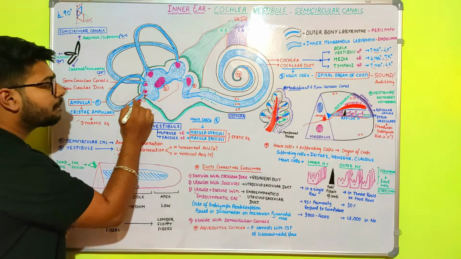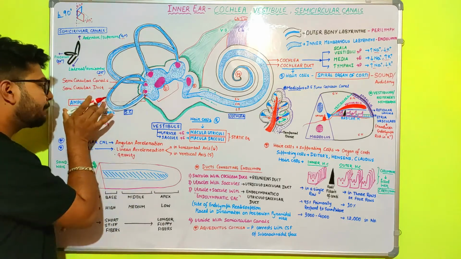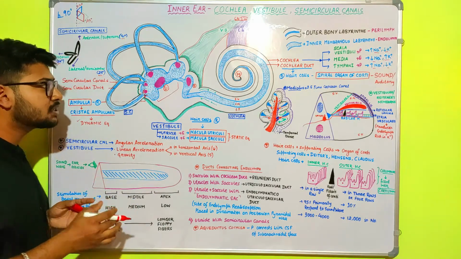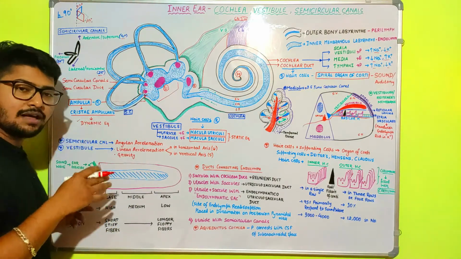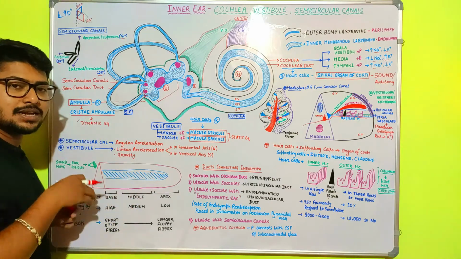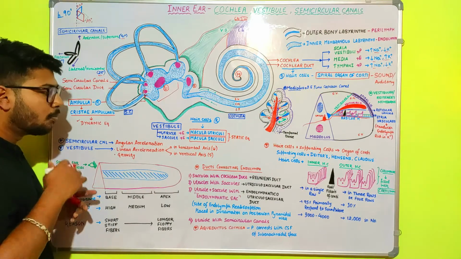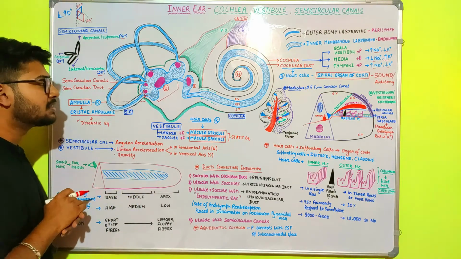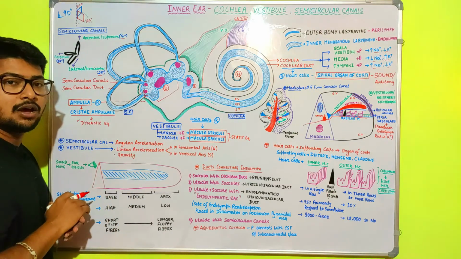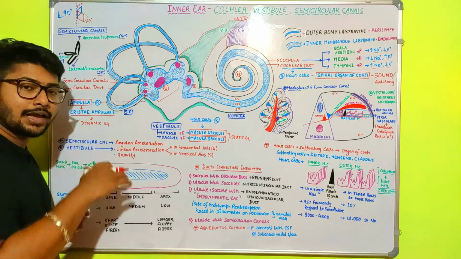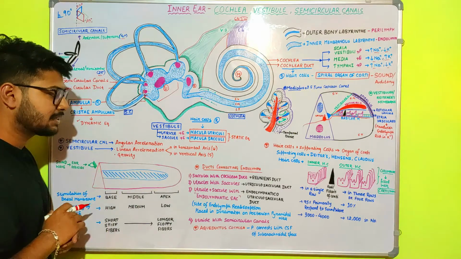Here you can see these dilated parts are nothing but the ampulla. These ampullae have the crista ampullaris structures, and inside the crista ampullaris we have the cupula, and the cupula has the hair cells. So these hair cells are the receptors that sense dynamic equilibrium. More specifically, the semicircular canals maintain balance during angular acceleration, whereas the vestibule is responsible for linear acceleration.